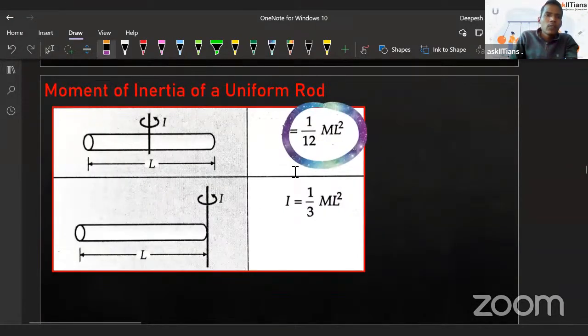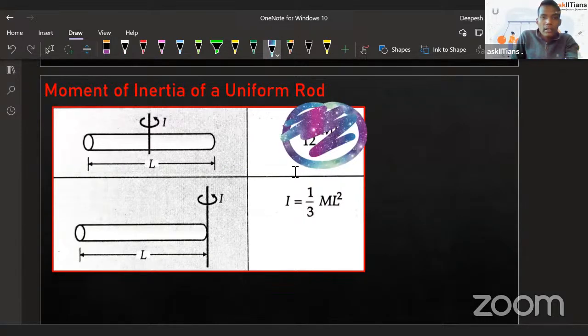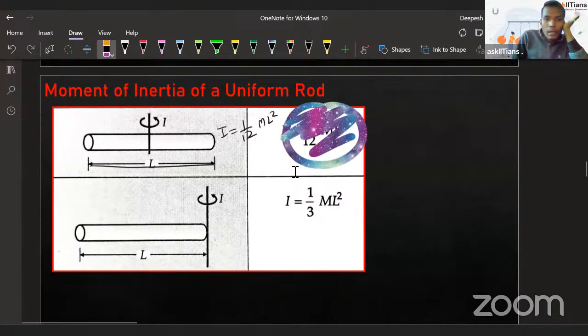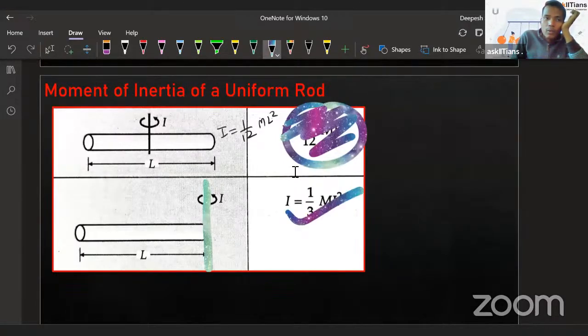Last thing is what? The moment of inertia for a uniform long rod. So it is like this, that for the axis passing through the center, the moment of inertia is equal to 1 by 12 ml square, where length is this. That's it. And for an axis passing through the end, 1 by 3 ml square.